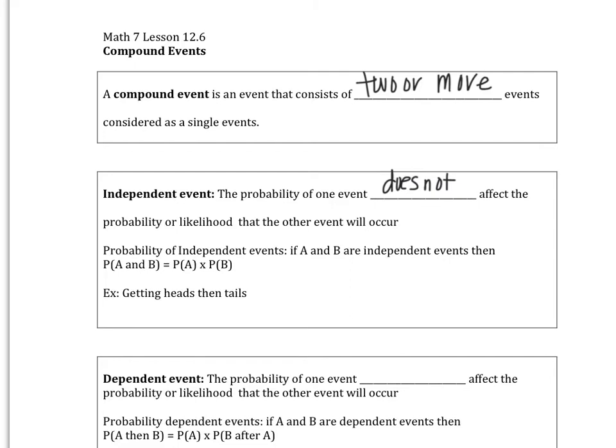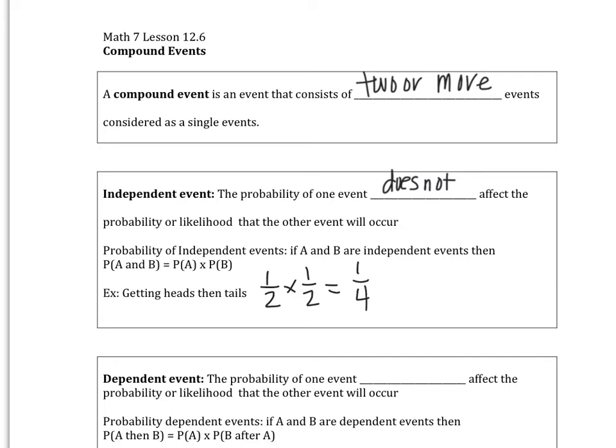The way that we figure out the probability of independent events is that we multiply the probability of each event. If the probability of getting heads is 1 out of 2, and then the probability of getting tails is also 1 out of 2, so the probability of it being heads and then tails is 1/4.